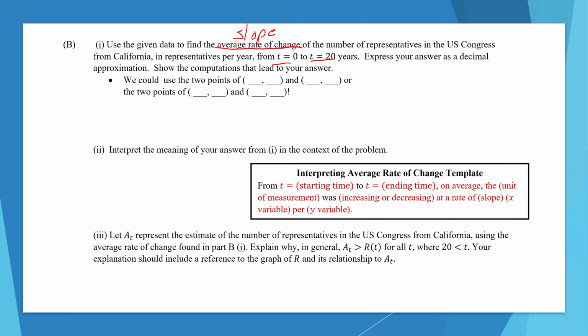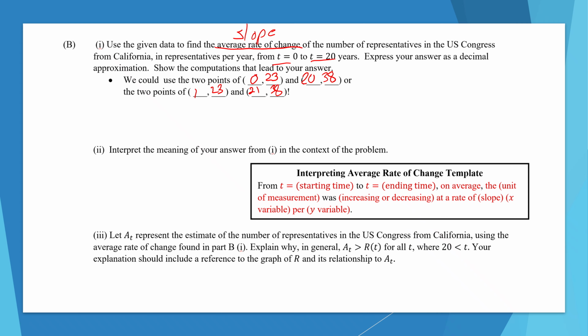And so here we could use either of the two pairs of points. We could use what we used in part AI, which is 0, 23, and 20, 38. Or we could use the two coordinates that we used in part AII, which is 1, 23 and 21, 38. As long as you use the two coordinates from the same pair, it doesn't matter which two you use because you're going to get the same answer when you calculate slope. So let's do that now.